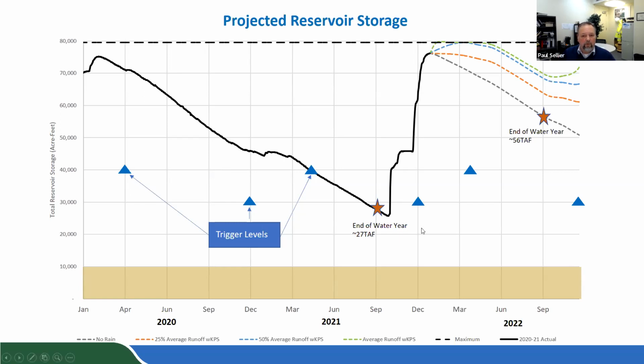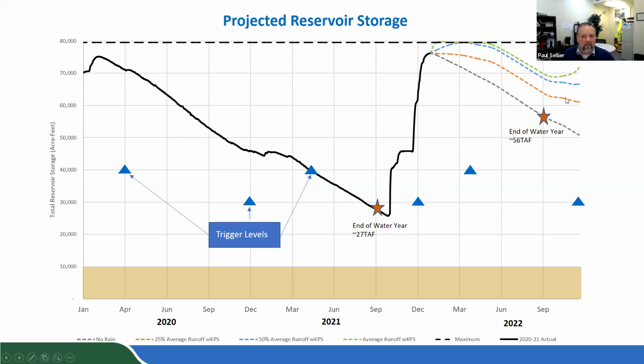Comparing that to where we were this past September at 27,000 acre feet, there's a 30,000 acre foot difference of water between where we just were in September of 21 to where we would be in September of 22. So substantially better off. And even if you go back to September of 2020, we're even better off than we were in 2020, albeit by just a few thousand acre feet. And that's if we get no rain at all.